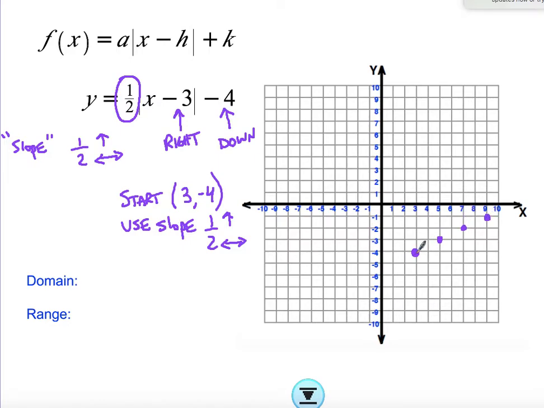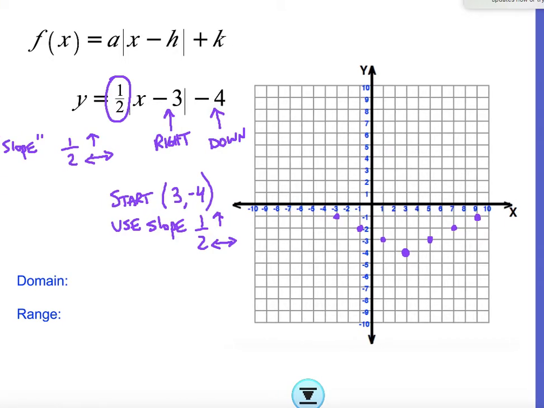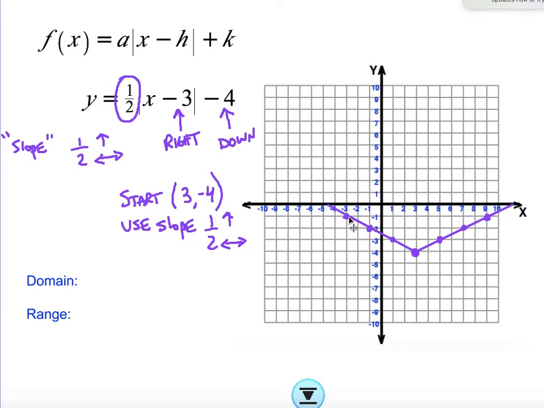Go back to that starting point at 3, -4, and then we're going to go up 1 the other way. Up 1 to the left 2. Up 1 to the left 2. And that's probably enough points. And then you're going to connect it. Make it look like a V. And I could have continued that longer. I wonder if it'll let me do it. Yeah. Okay. And then I'm going to put my arrows at the ends.